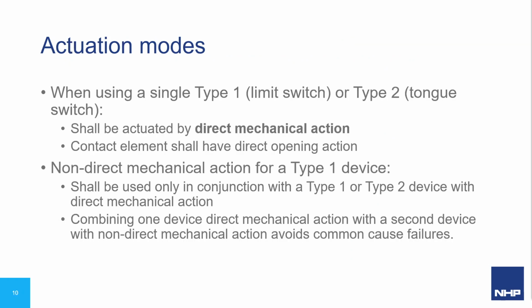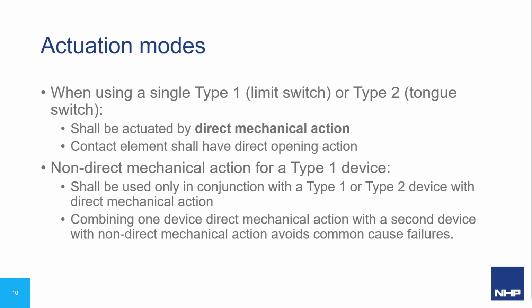Type 1 switches can have direct mechanical action or non-direct mechanical action. Direct mechanical action means that the physical act of opening the guard directly forces the contacts of the switch. This can also be referred to as direct opening action when concerned with electrical contacts. The main distinction for direct mechanical action is that only rigid components are used to engage the contacts, for example, no springs or elastic materials.